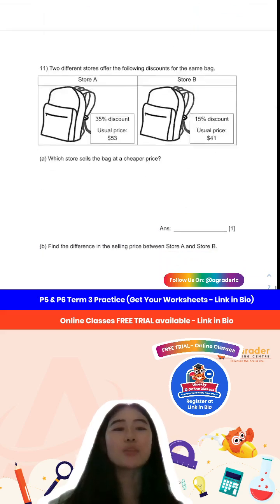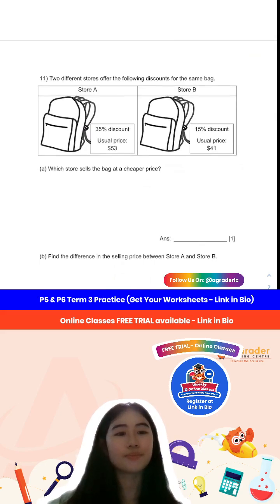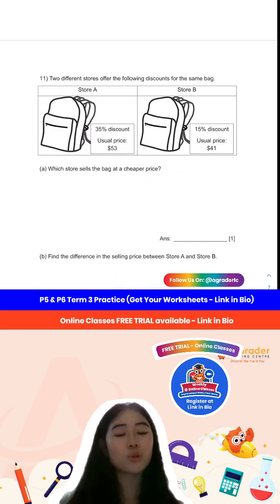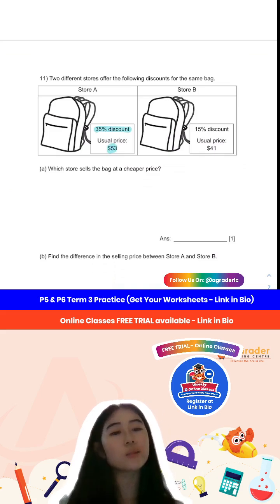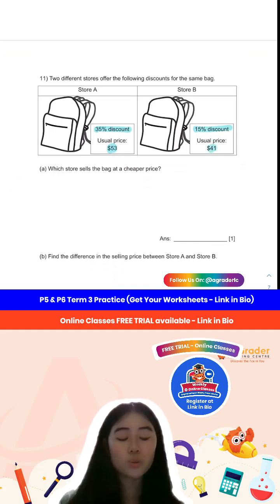Okay, so we're at our last question. Let's take a look at this. There is a diagram for this. Two different stores offer the following discounts for the same bag. For store A, you get a 35% discount. The usual price is $53. For store B, you get a 15% discount. The usual price is $41. You are asked which store sells the bag at a cheaper price.